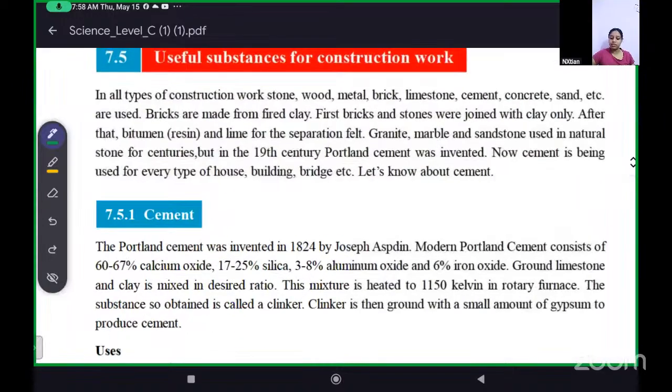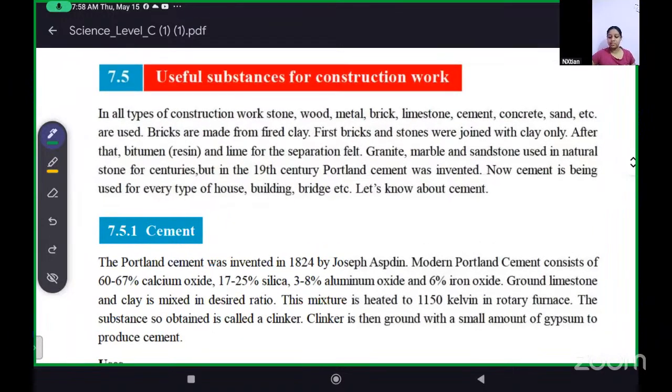Then comes useful substances for construction work. Now, when we do construction work, there are a lot of substances that we use.